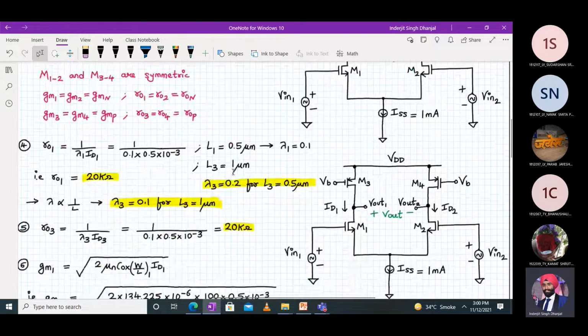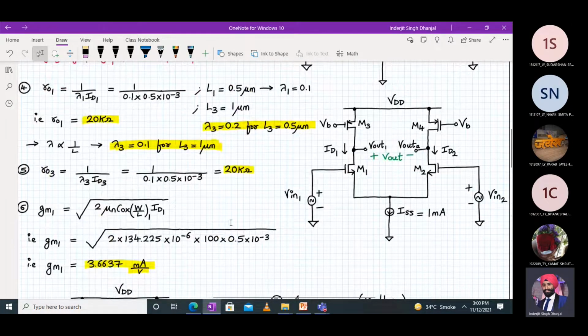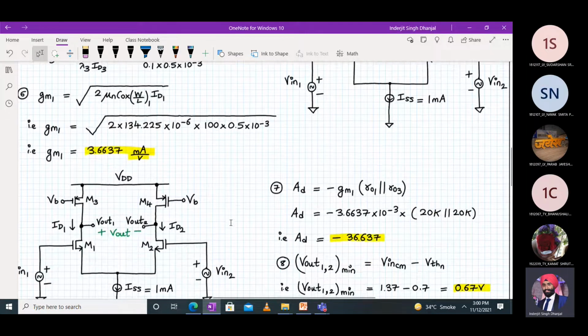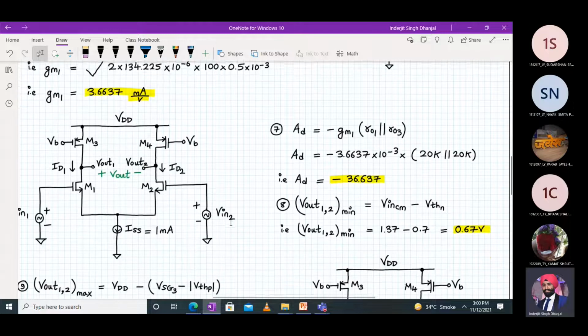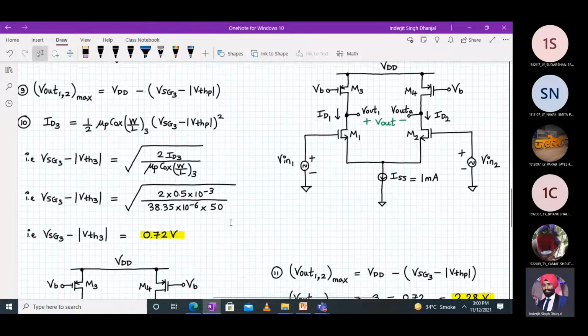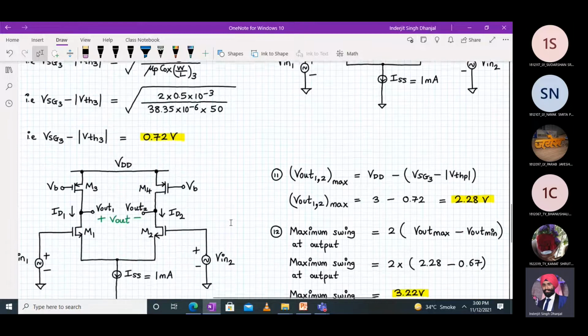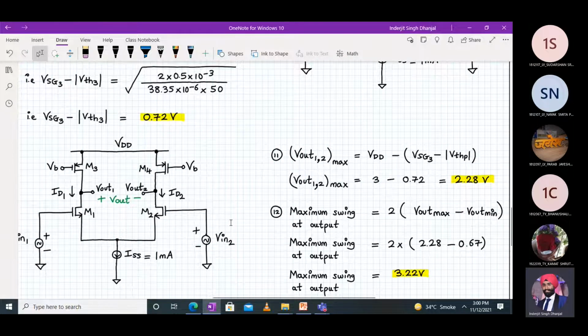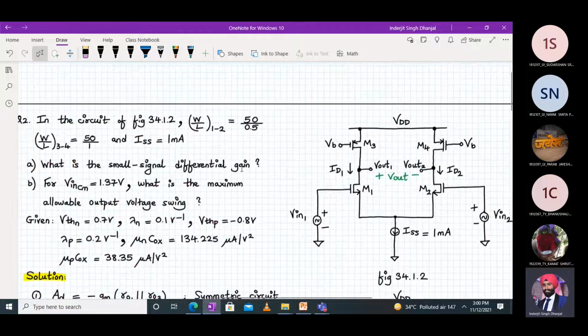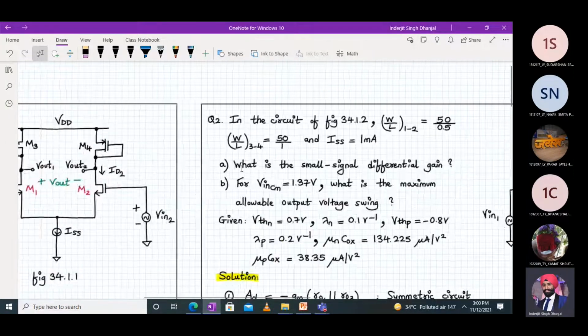Okay, so the value of RO1, RO2 is 20K, GM1 is 3.6637, AD is minus 36.367, V out minimum value is 0.67, V out maximum value is how much? 2.28, and your maximum swing at the output is 3.22 volt. So please cross check these answers and solve this numerical on your own. It's just a revision.